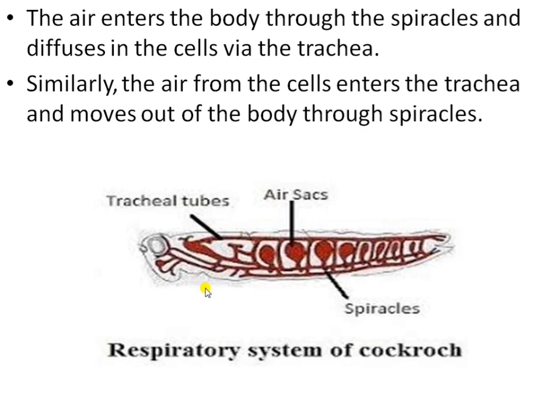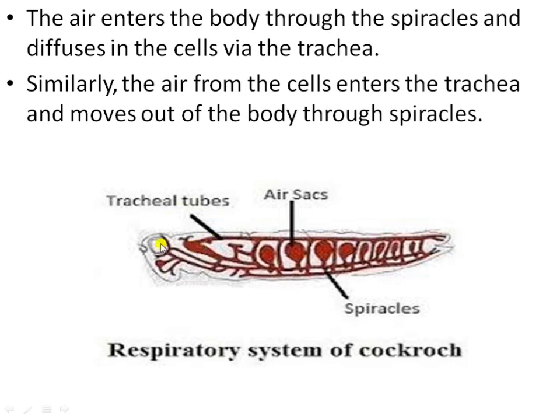As you can see in this picture, this is the respiratory system of a cockroach. Cockroaches and other insects have a special system of air tubes called tracheal tubes. As you can see in this line here, this is the tracheal tube system. For breathing purposes, they have small openings called spiracles. These are the small openings here, on the side of their body.